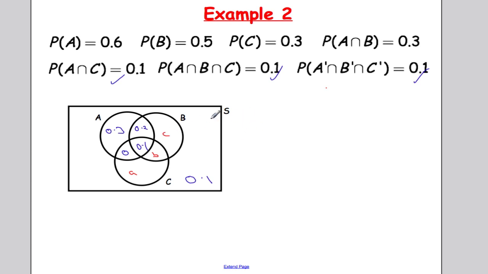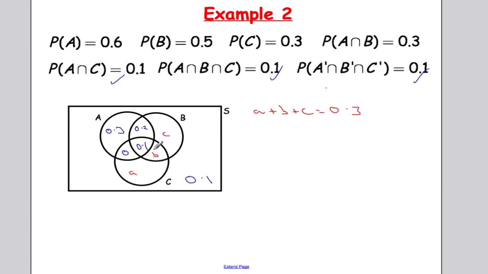Now, remember, the total probability of the whole sample space must equal 1. So if that's 0.3, that's 0.2, 0.1, and 0.1, adding these all together, we get 0.5, 0.6, 0.7. That means these last three bits must be 0.3. So a plus b plus c must equal 0.3. Okay, let's do that again. Because all the blue adds up to 0.7, and all that's left are these three bits. That means a plus b plus c must equal 0.3.